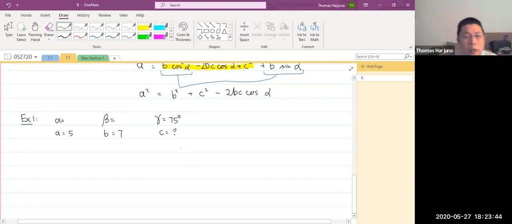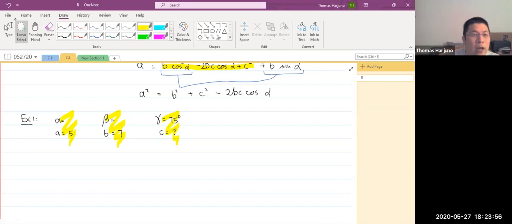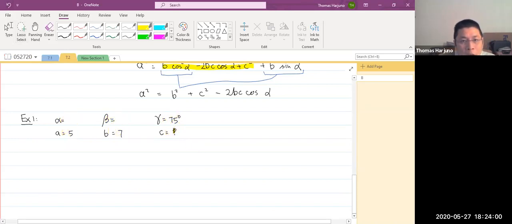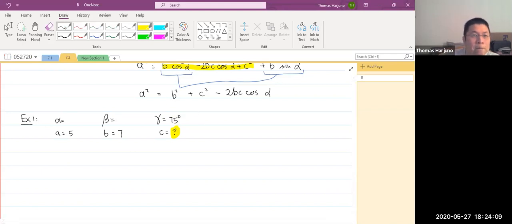But see, I don't have a pair here. Notice that I don't have this pair, I don't have this pair, so I cannot use the law of sine. For me to use the law of sine, I need to find this side C first. Now, let's work on that.